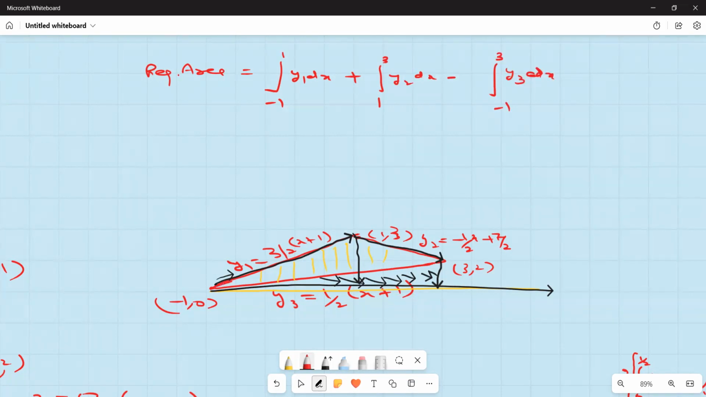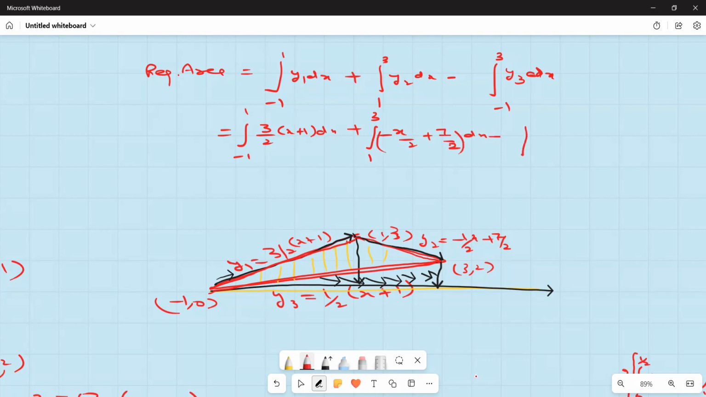Clear? This is your y1, 0, minus 1 to 1. Then 1 to 3 is your y2, and then minus 1 to 3 is your y3. If you subtract this, you will get the area. So minus 1 to 1, y1 is coming 3 by 2 x plus 1 dx, plus 1 to 3 y2 is minus x by 2 plus 7 by 2 dx, minus minus 1 to 3 y3 is coming x by 2 plus half dx, right?